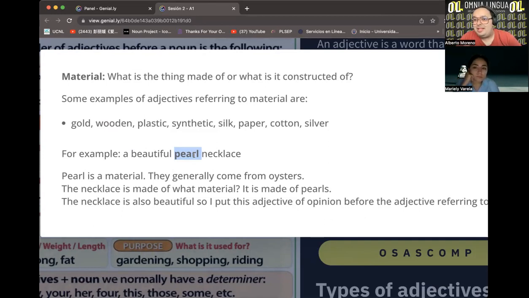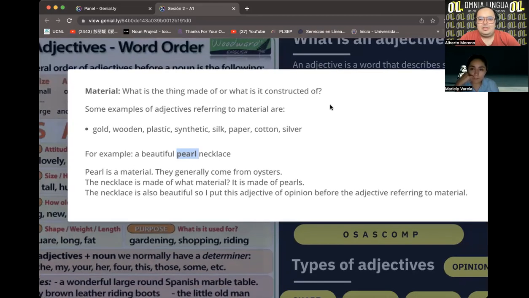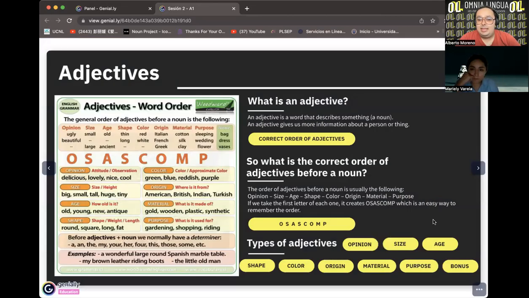En español no hay problema donde pongamos los adjetivos, siempre y cuando estén después del sustantivo, no hay un orden específico. En inglés sí. Debemos de seguir el orden opinión y los demás, como en este caso, que es opinión y material. ¿Ok? Okay. So, let's keep on with the purpose.